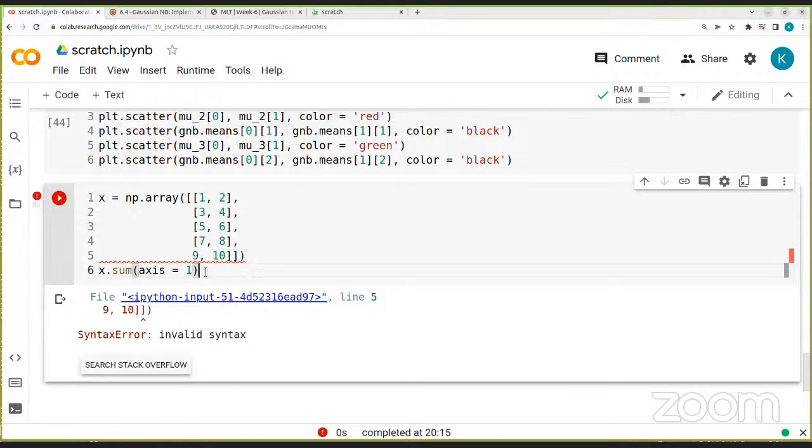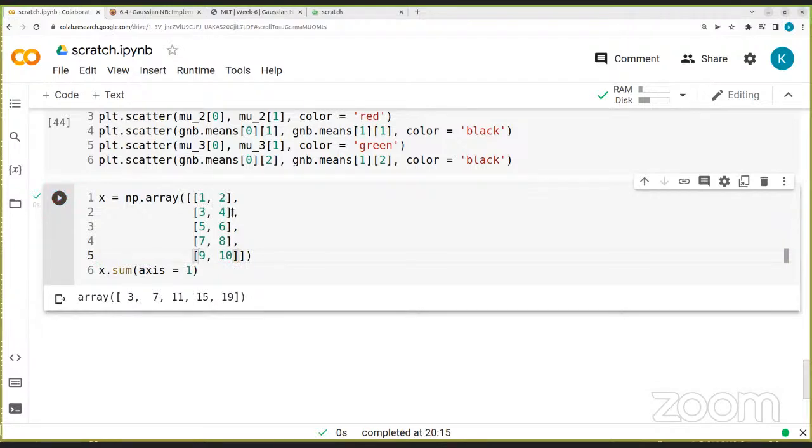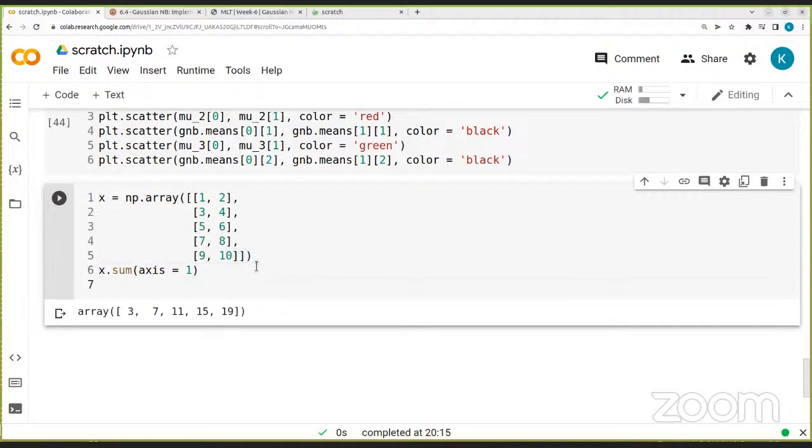Before 9, an opening bracket is missing. Oh, sorry. What is the sum? 1 plus 2 is 3, 3 plus 4 is 7. That is what this is, right? And if I want to convert this into probabilities for each row, I need to divide 1 by 3, 2 by 3, 3 by 7, 4 by 7. That's what I want, right?